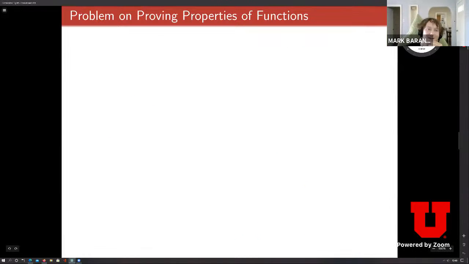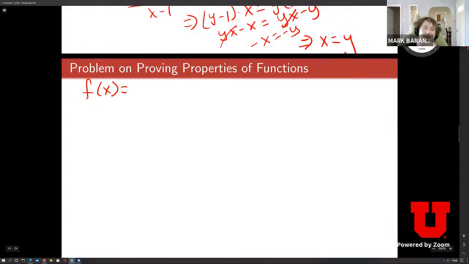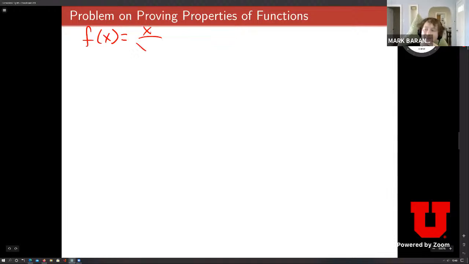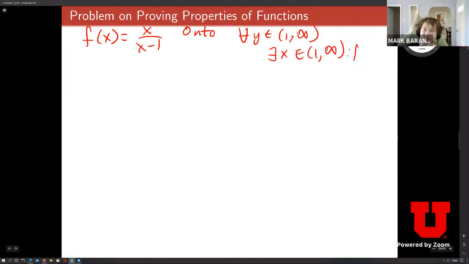So f of x equals x over x minus 1. And we're showing onto, which means to show that for all y in 1 to infinity, there exists an x in 1 to infinity such that f of x equals y. So we're just going to be doing this backwards.